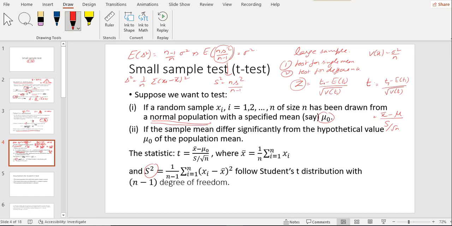Okay, so sometimes for calculating the statistic, we can also use the formula x bar minus mu upon small s upon square root of (n minus 1), because in certain cases the sample standard deviation is given, and then we can use this particular formula also.